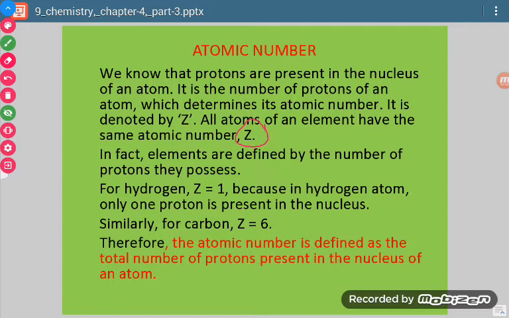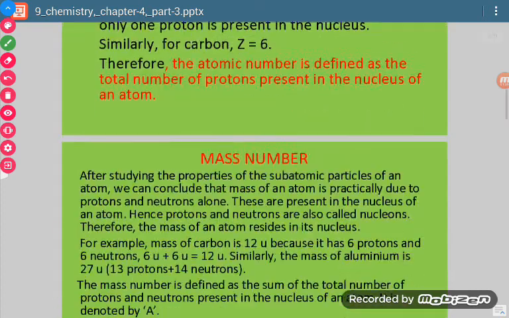For hydrogen, the Z value is 1 because in a hydrogen atom only one proton is present in the nucleus. Similarly, for carbon, Z is equal to 6. Okay, now see what you have to remember. First of all, what is atomic number? Atomic number tells us the number of protons present in an atom. The atomic number is defined as the total number of protons present in the nucleus of the atom, and it is denoted by Z. So this much only you have to remember.